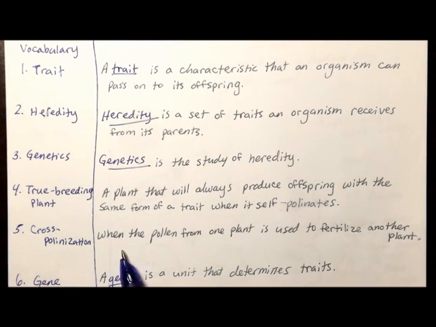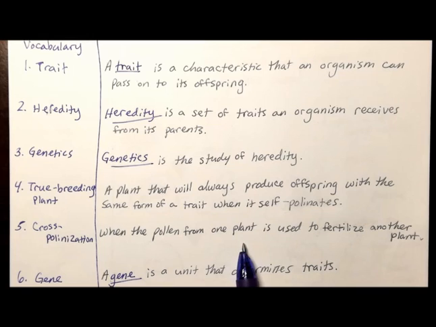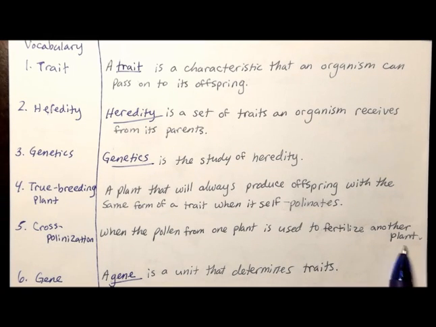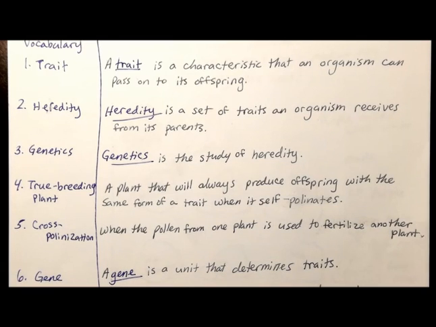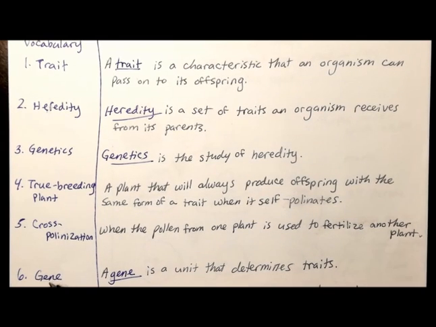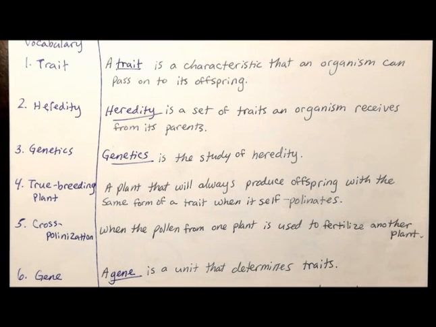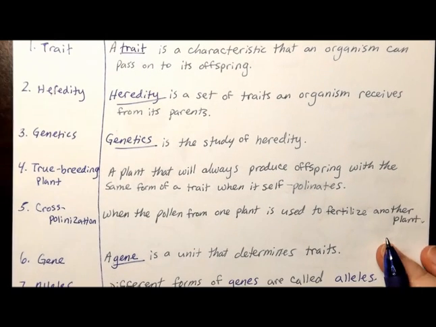Cross-pollination. When the pollen from one plant is used to fertilize another plant. This is kind of like in the natural world when a bee lands on one flower, gets the pollen, flies over to another plant, and deposits that pollen. They will be cross-pollinated. In scientific investigations, you can take pollen from one plant with a Q-tip or something, or even cut off the anthers altogether and use it to pollinate another plant.